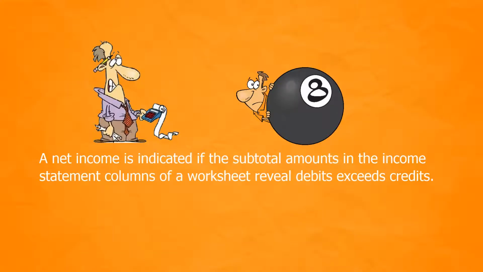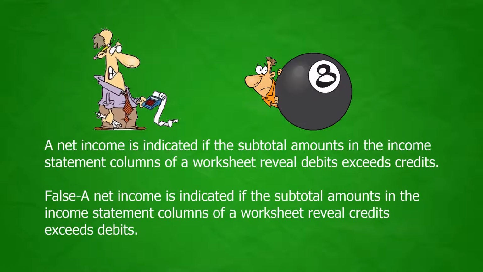A net income is indicated if the subtotal amounts in the income statement columns of a worksheet reveal debits exceeds credits. False. A net income is indicated if the subtotal amounts in the income statement columns of a worksheet reveal credits exceeds debits.